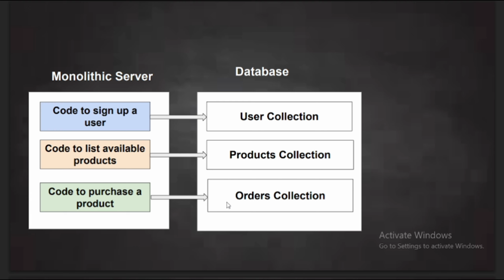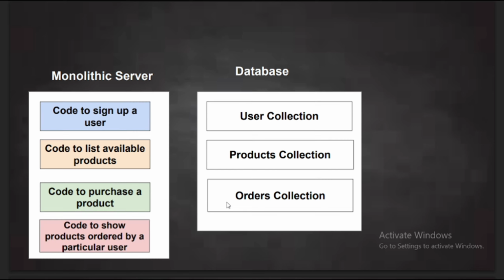Now let's add a new feature to our monolithic server. That is, we want to show all the products ordered by a particular user. How can we implement this? We need information from all of these different collections. So we might want to take a look at the user collection and make sure that the particular user we are trying to look up exists.